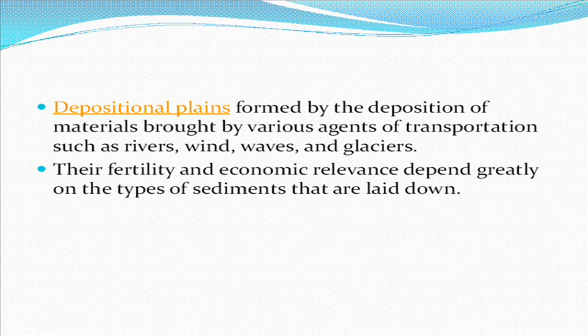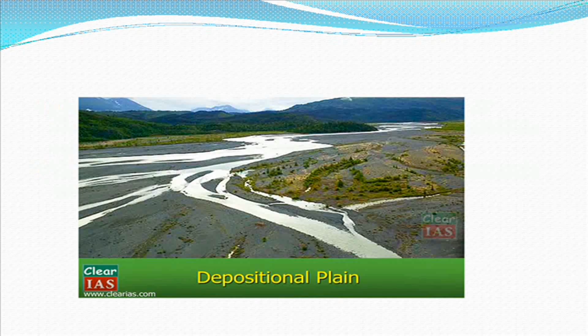Deposition plains are formed by the deposition of material brought by various agents of transportation such as rivers, wind, waves and glaciers. The fertility and economic relevance depend greatly on the type of sediment that is laid down. Deposition plain means the sediment is brought from some places and transported by rivers, winds and glaciers, and it is deposited in some area, which becomes more fertile with mineral deposition. So a deposition plain depends on what material is deposited on that plain, which is important at the economic level.